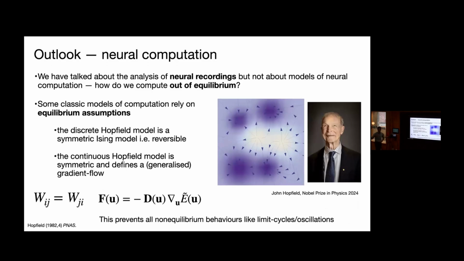So everything I've talked about is kind of analysis of neuroimaging data, and not about computation in neurons. But I am interested in computation in neurons. So what about non-equilibrium physics can we use to build models of computation?